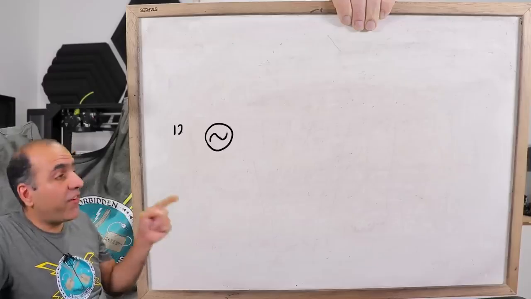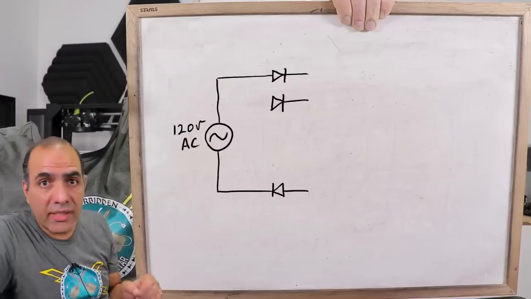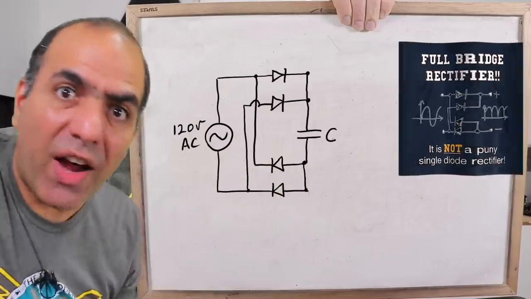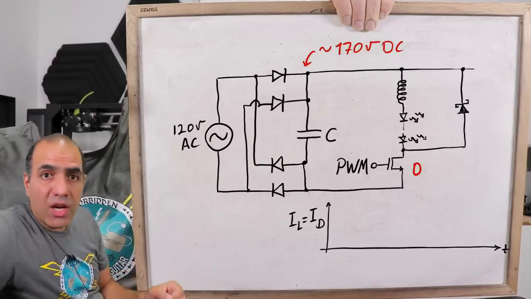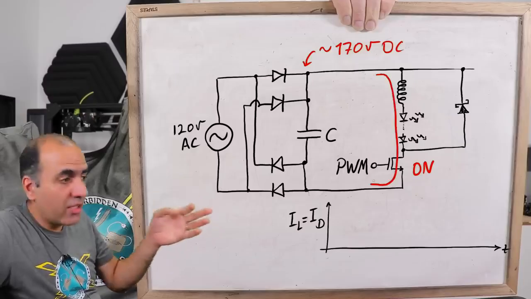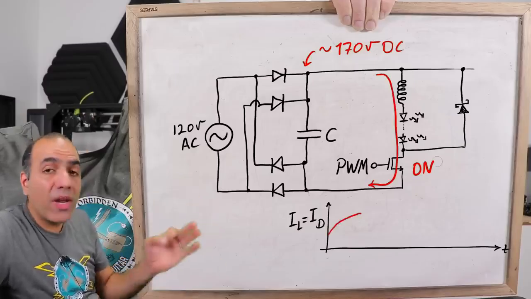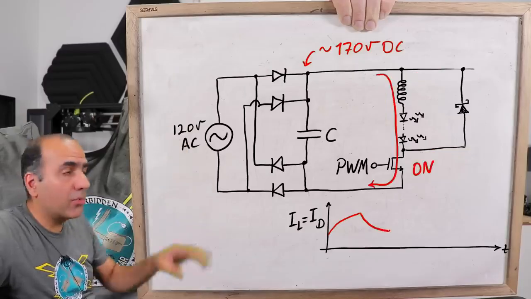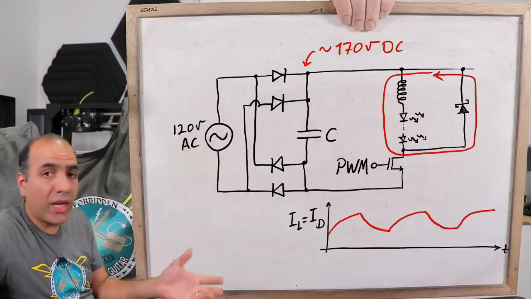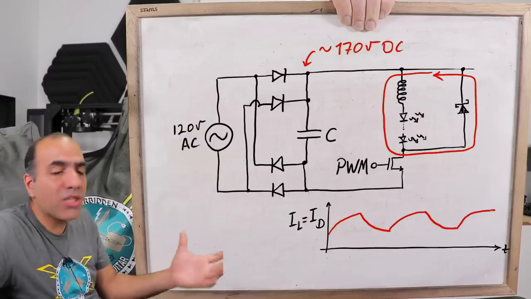For this circuit, first we rectify the 120 volt AC with a full bridge rectifier and a capacitor to get around 170 volt DC. When the switch is on, the current flows through the LEDs into the inductor, charging it. When the switch turns off, the inductor pushes its current through the freewheeling diode back into the LEDs. And again, we can adjust the current by changing the duty cycle.